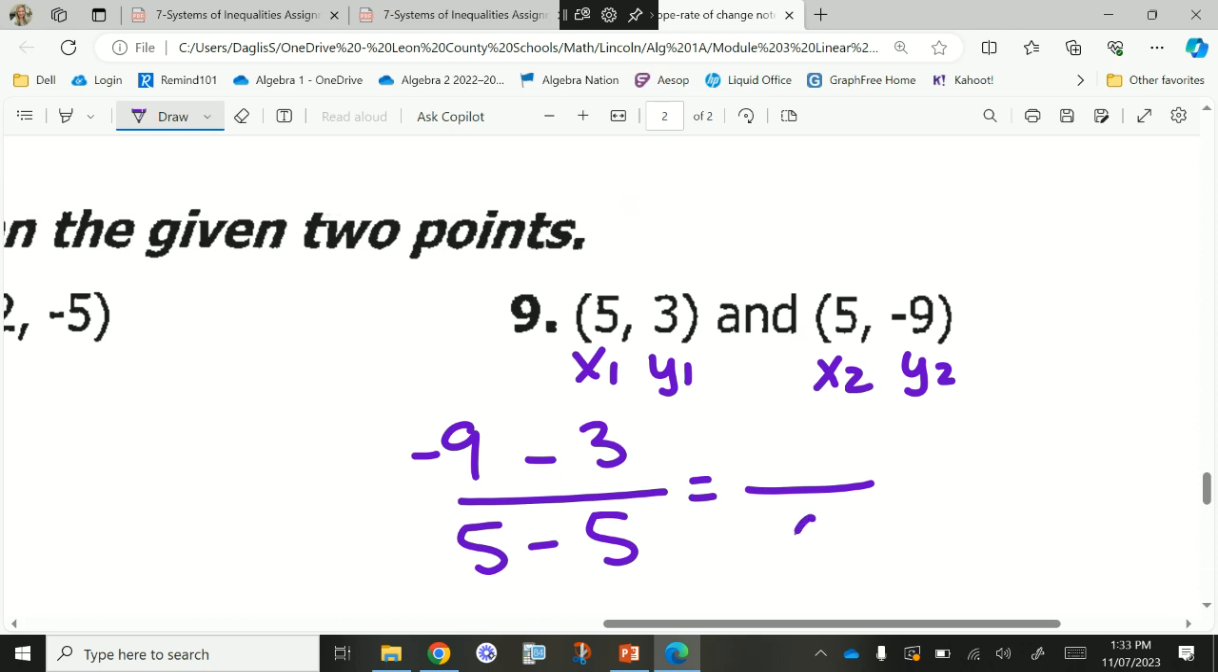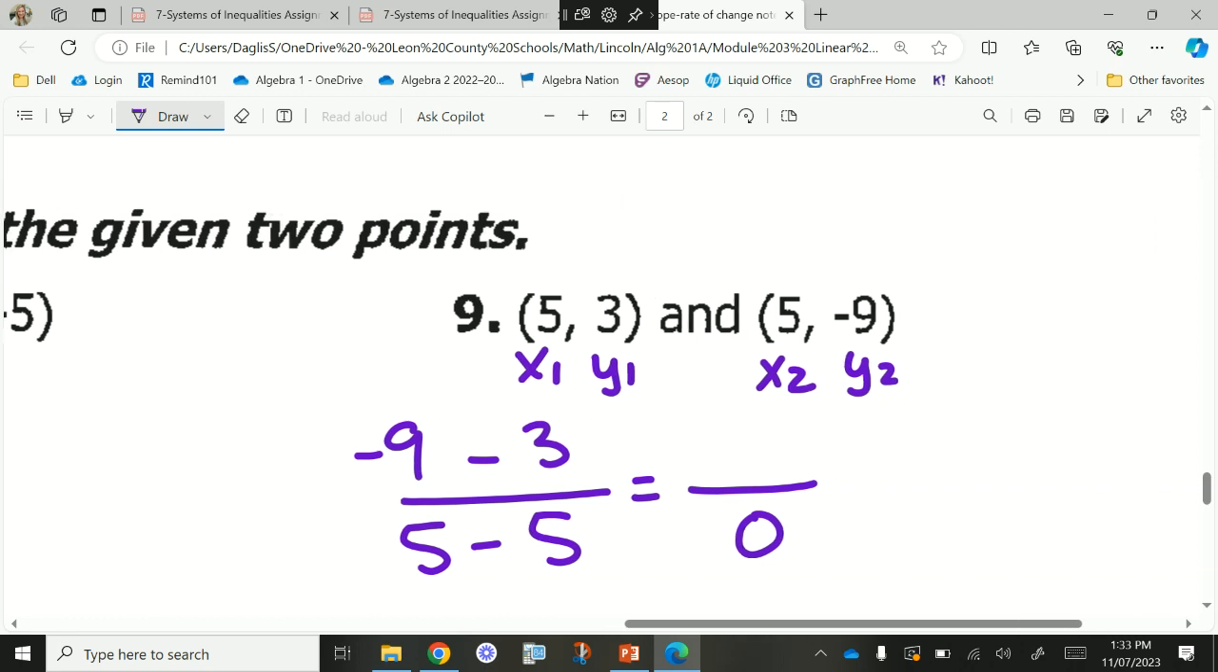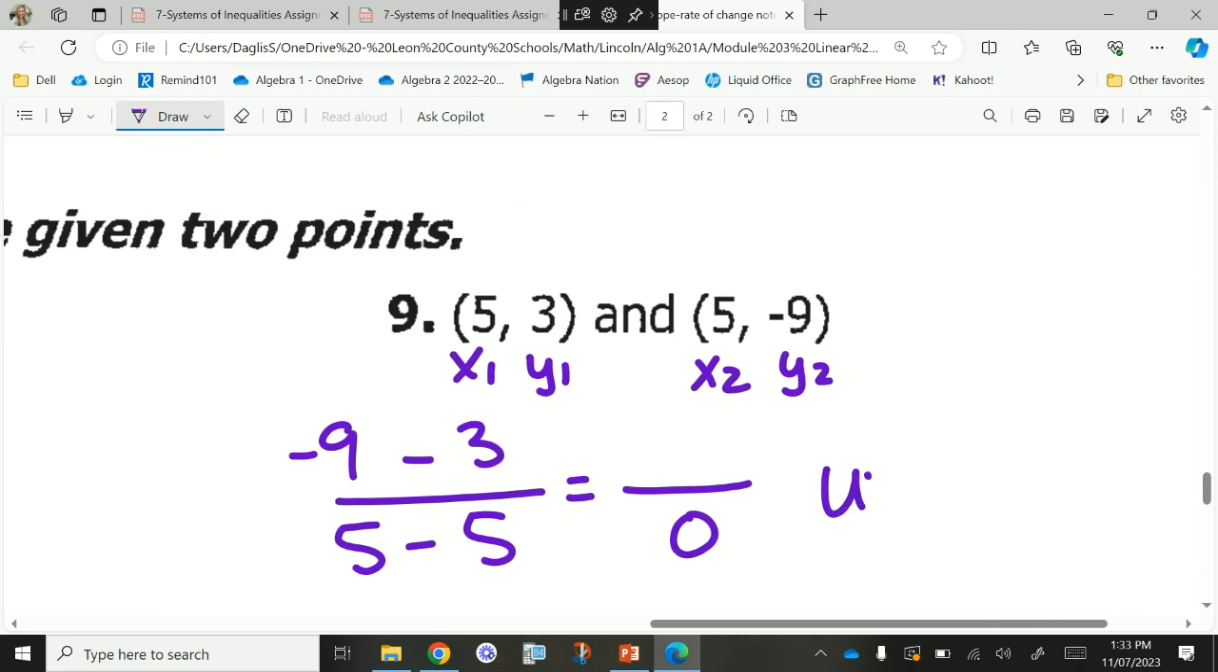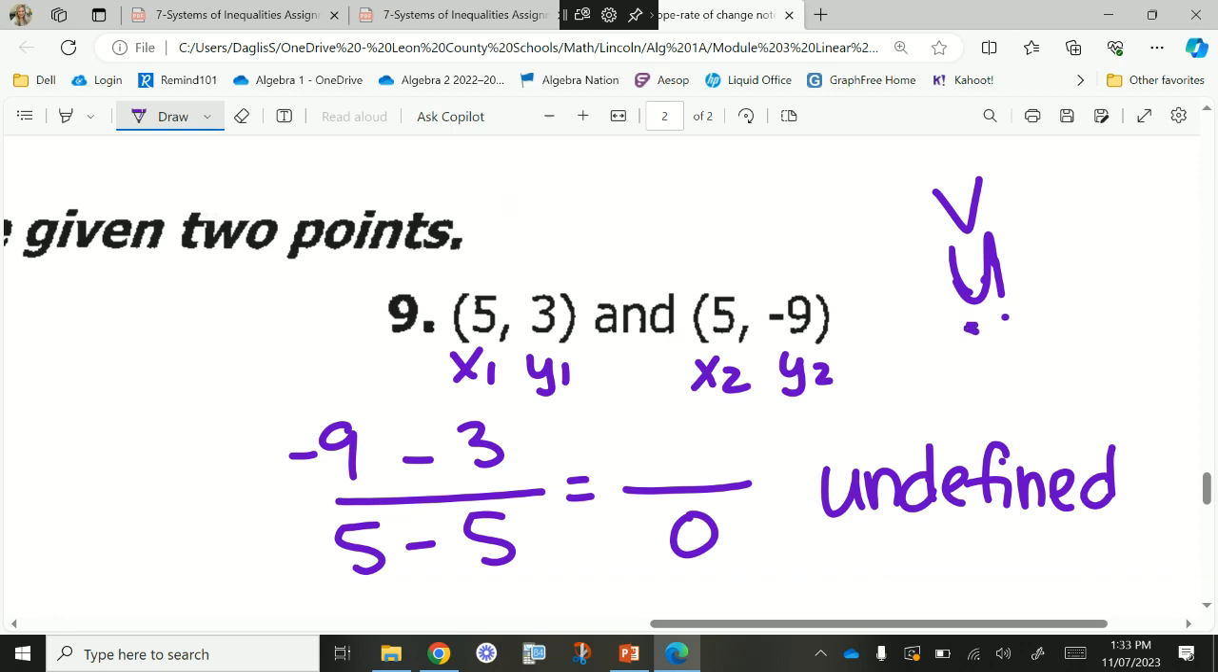We're going to have a 0 at the bottom. Does it even matter what's up top? Doesn't even matter. Can you divide anything by 0? No. What kind of line is this? It is a vertical line. Good. Vertical, undefined. It's x equals a number. My x's don't change. Look at my points: x is 5, x is 5. My x's didn't change. So this is going to be a vertical line.